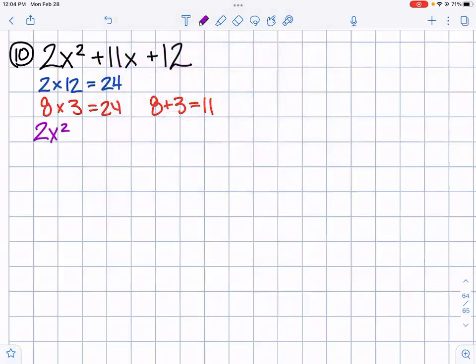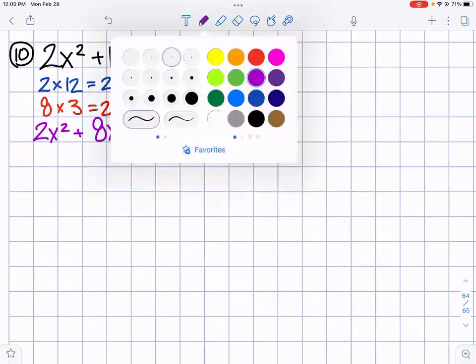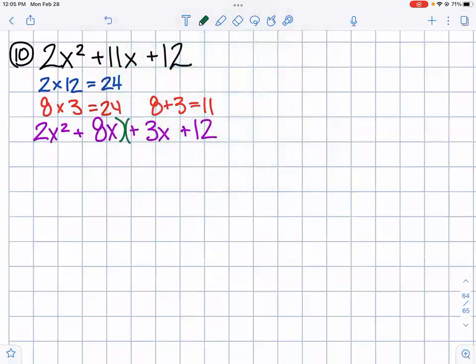2x squared plus, what goes better with 2, 3 or 8? 8. 2x squared plus 8x plus 3x plus 12. What's next? Separate into groups. What can I take out of the first group? 2x. And we're left with x plus 4.